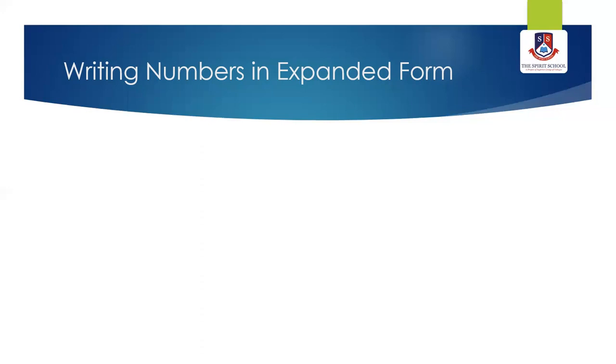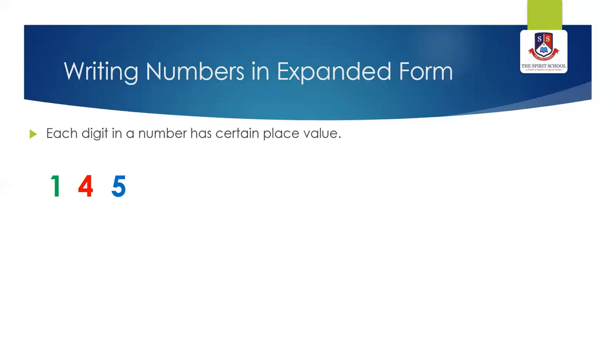So the expanded form of a number means we will elaborate this number in a long form. We will elaborate each digit in terms of its place value in the long form. This will be made clear by using some examples. Each digit in a number has a certain place value. Here we have a three-digit number. So what is the number? The number is 145. Or we can further elaborate this number as 1 hundred, 4 tens, and 5 ones.